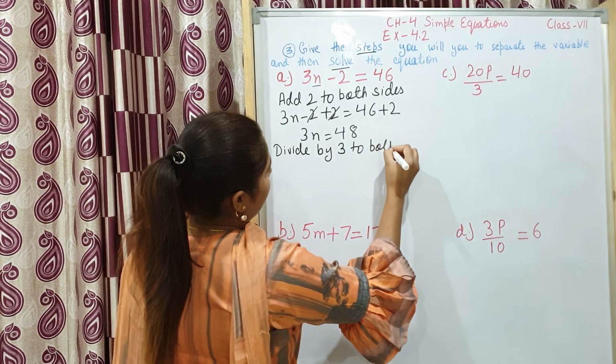10p, both are multiplied, we will do division. Divide by 10 to both sides. So 10p upon 10, 100 upon 10. On both sides 10 cancel out, 10 cancel out. So the value of p is 10. That is the solution. Now here 10p is also here, plus 10 is also here.